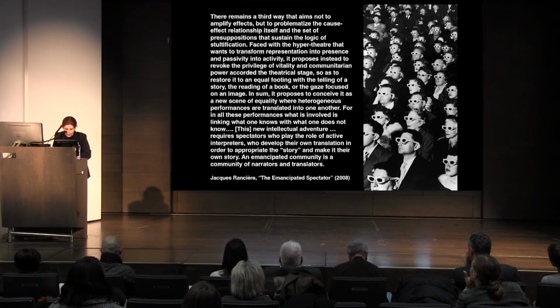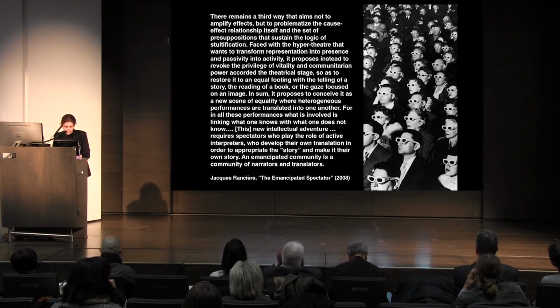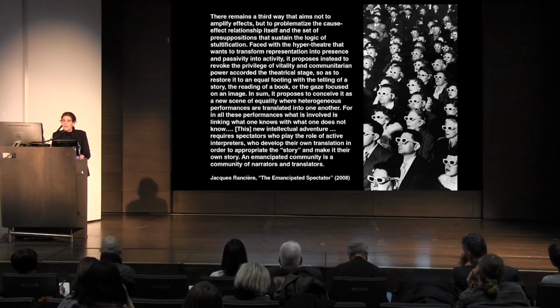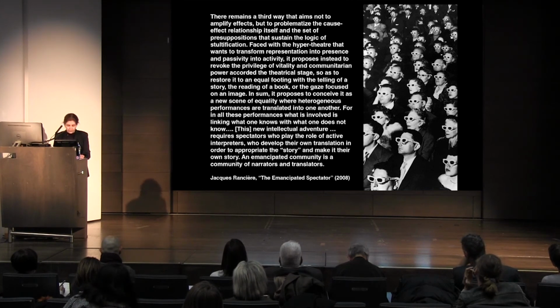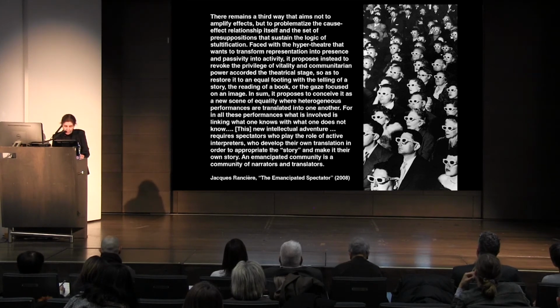There remains a third way that aims not to amplify effects, but to problematize the cause-effect relationship itself and the set of presuppositions that sustain the logic of stultification. Faced with the hyper-theater that wants to transform representation into presence and passivity into activity, it proposes instead to revoke the privilege of vitality and communitarian power accorded the theatrical stage, so as to restore it to an equal footing with the telling of a story, the reading of a book, or the gaze focused on an image.